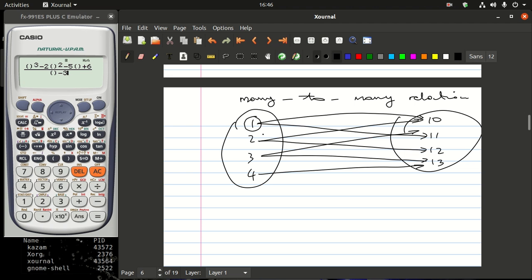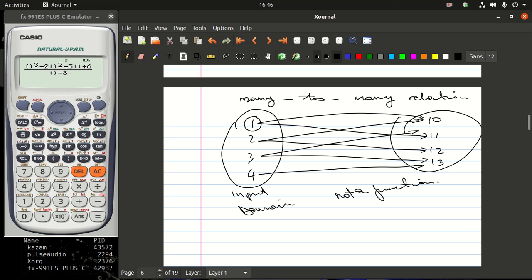A function wants each of the elements in the input. This is our input, which is also known as the domain. It wants each of the elements in the domain to have only one image or one output. But this one has 2, therefore it is not a function. This one is not a function. So those are the things that we actually usually talk about.